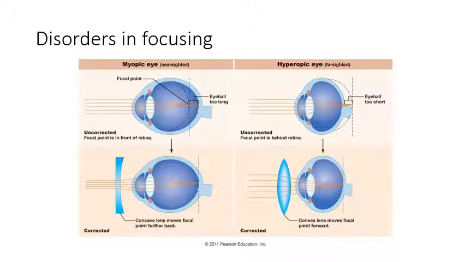So now let's look at some disorders in the ability to refract. Okay, we can get myopic eye, which is nearsighted. You can see near but have trouble seeing distant vision. And hyperopic, where you're farsighted. You can see from afar, but you can't see stuff closely.